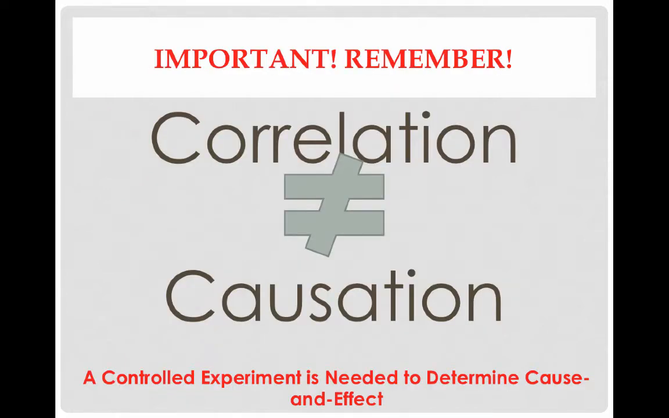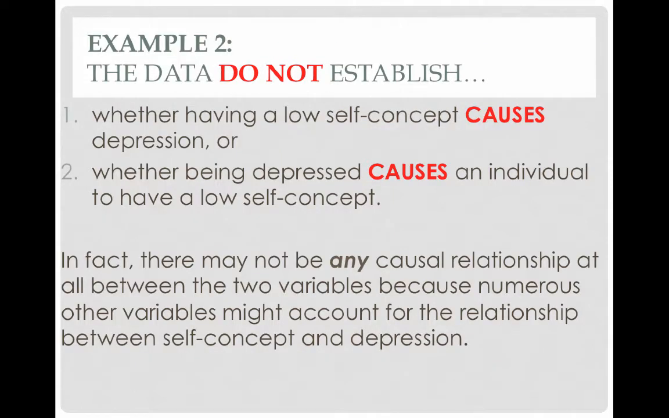One thing to remember, correlation does not equal causation. It does not mean that having low self-concept causes depression. A controlled experiment is needed to determine cause and effect. So looking at example 2, the data do not establish whether having a low self-concept causes depression or whether being depressed causes an individual to have a low self-concept. All it says is that there's a relationship. In fact, there may not be any causal relationship at all between the two.